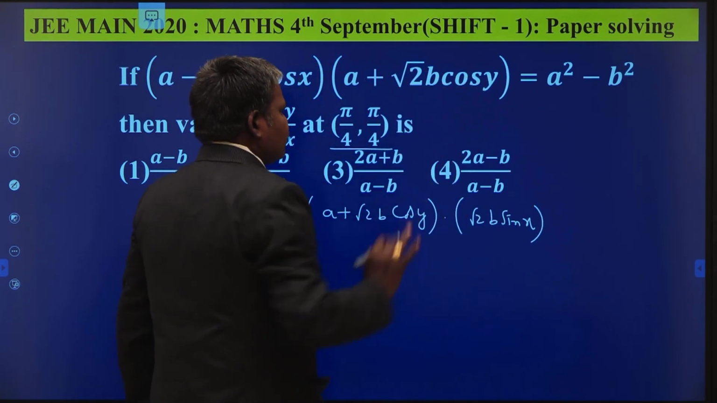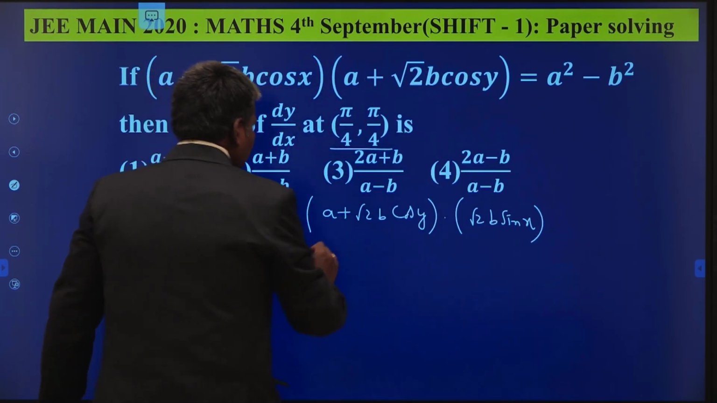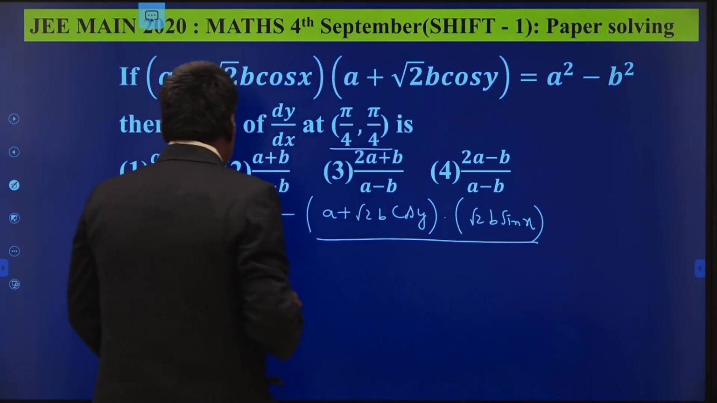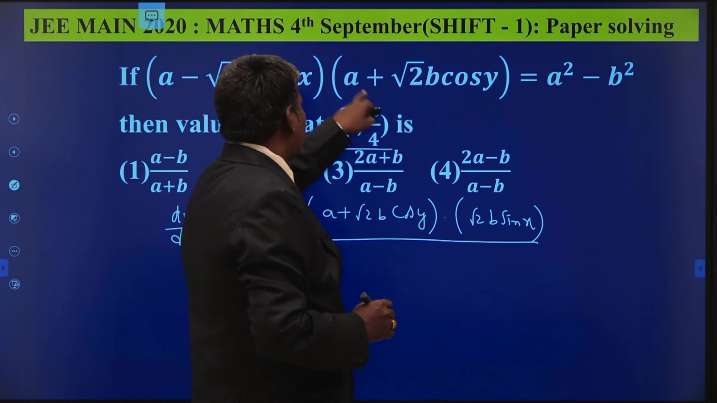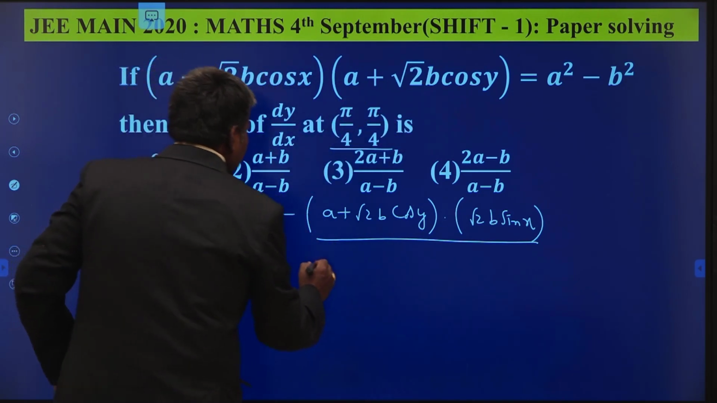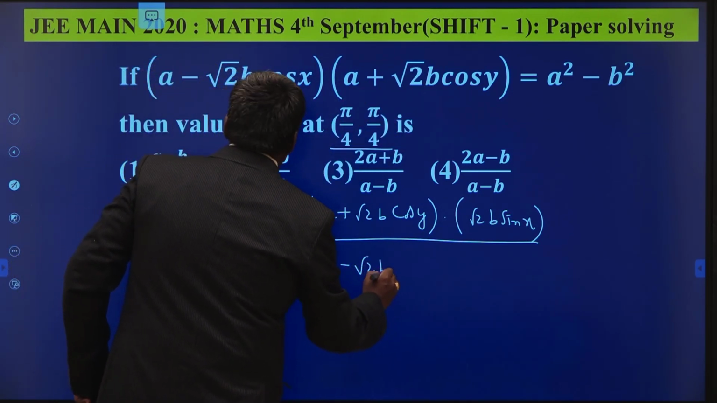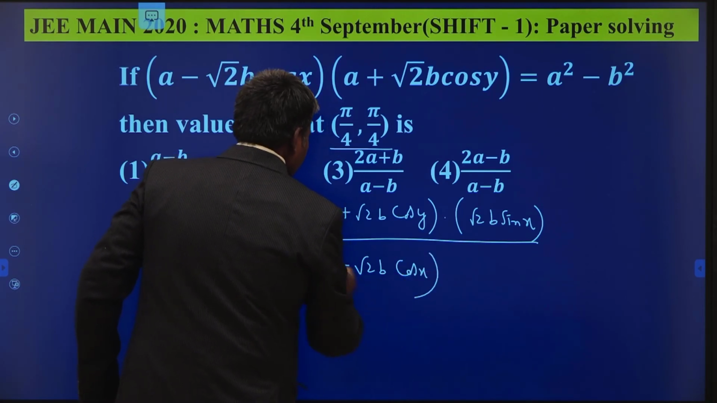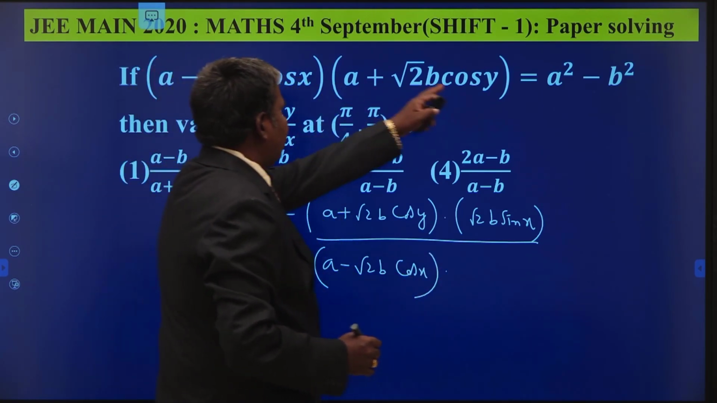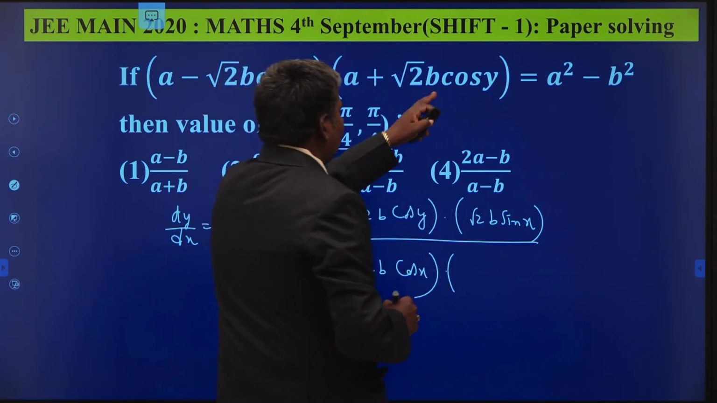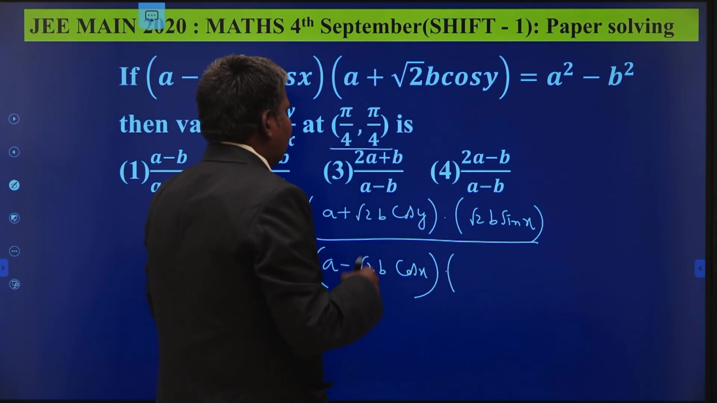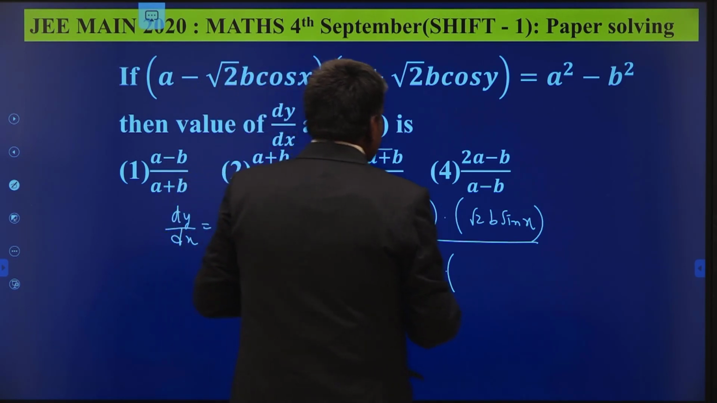And the derivative of a square minus b square becomes 0. Whole divided by partial derivative with respect to x by partial derivative with respect to y. When you are doing with respect to y, the x term should be constant here. A minus root 2b cos x into, you have to write the derivative of this one. Derivative of a is 0 here. Root 2b cos y. The derivative of cos y is minus sin y. Minus root 2b sin y.